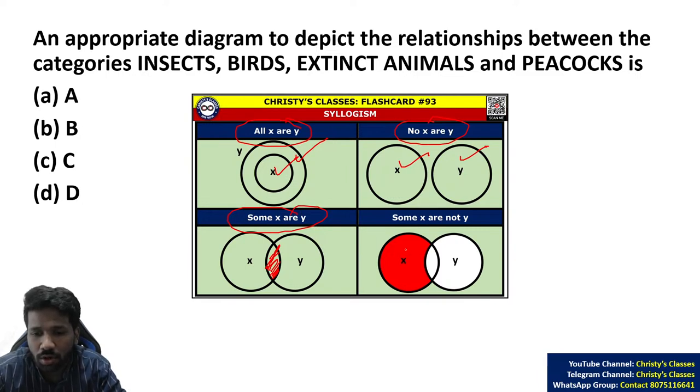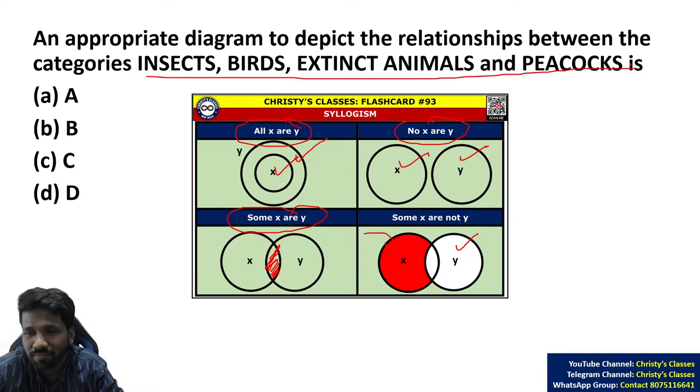If some x are not y, it means this area where this x is not inside y. So by this idea, now you need basically general knowledge about insects, birds, extinct animals and peacocks.